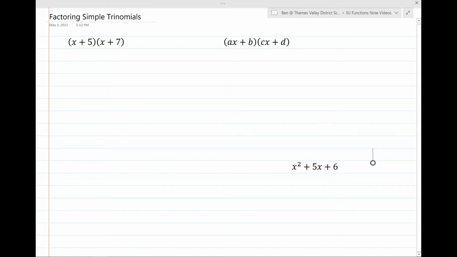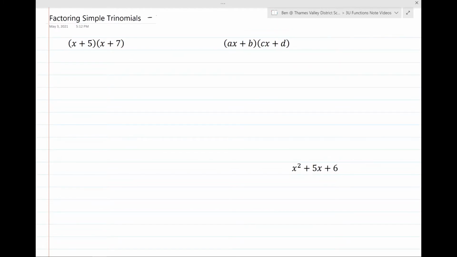All right, folks, so let's take a look today at a simple strategy to factor simple trinomials. We'll call this the MAN method, the M-A-N method. But before we jump into factoring simple trinomials, first we're going to take a look at really what that is. So factoring is the opposite of the distributive property.